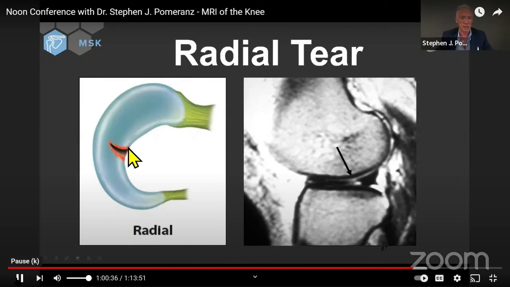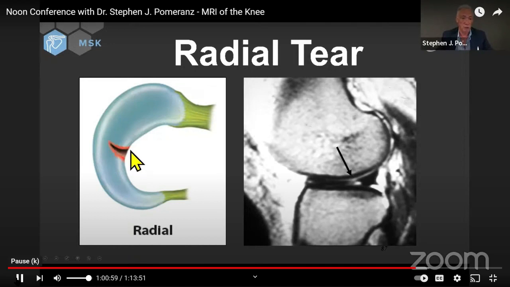The radial tear, it's one of the three types of vertical tears. It's like the spokes of a wheel. They're small. What's important? Depth. Is it in the inner third, middle third, or outer third? In other words, is it in all three thirds? You do not get an isolated radial tear in the outer third. That does not happen. Do not use that descriptor.